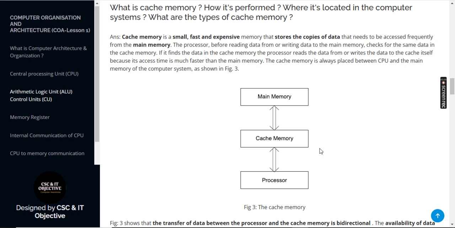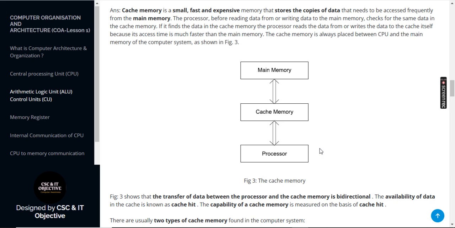So the processor or CPU communicates with the main memory through cache memory. Figure 3 shows that the transfer of data between the processor and cache memory is bidirectional. The availability of data in the cache memory is known as a cache hit. The capability of a cache memory is measured on the basis of cache hits.